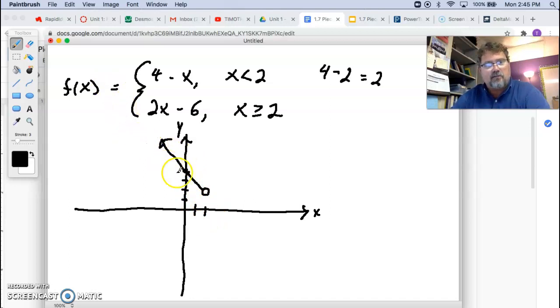Normally this is the line that would just come straight through and cut the plane in half, but it's got a domain restriction that says you have to be to the left of 2, and I can't even include 2. That's what the open circle is.